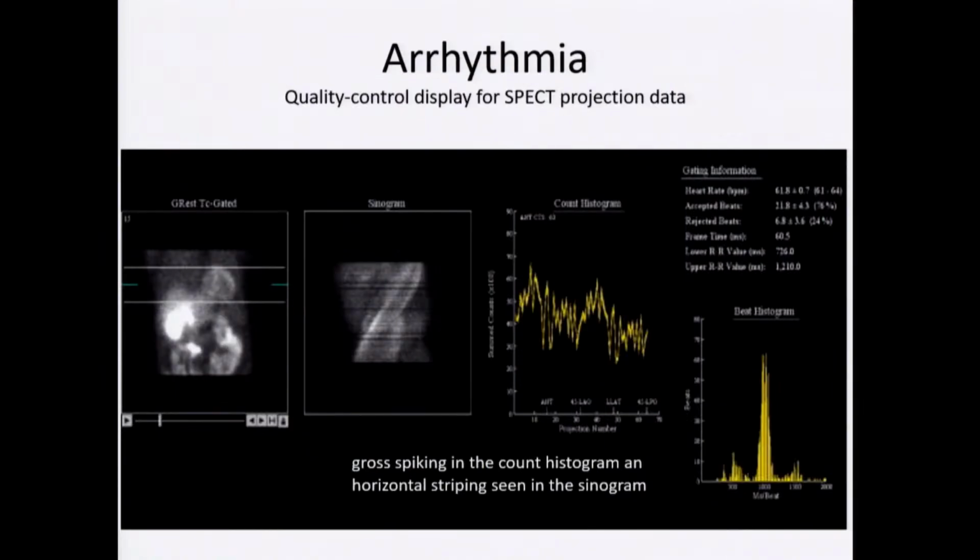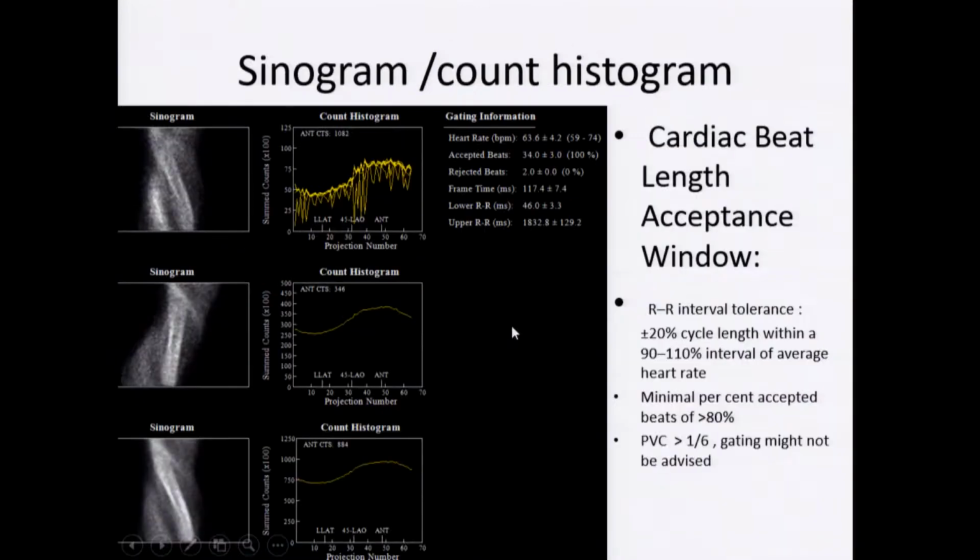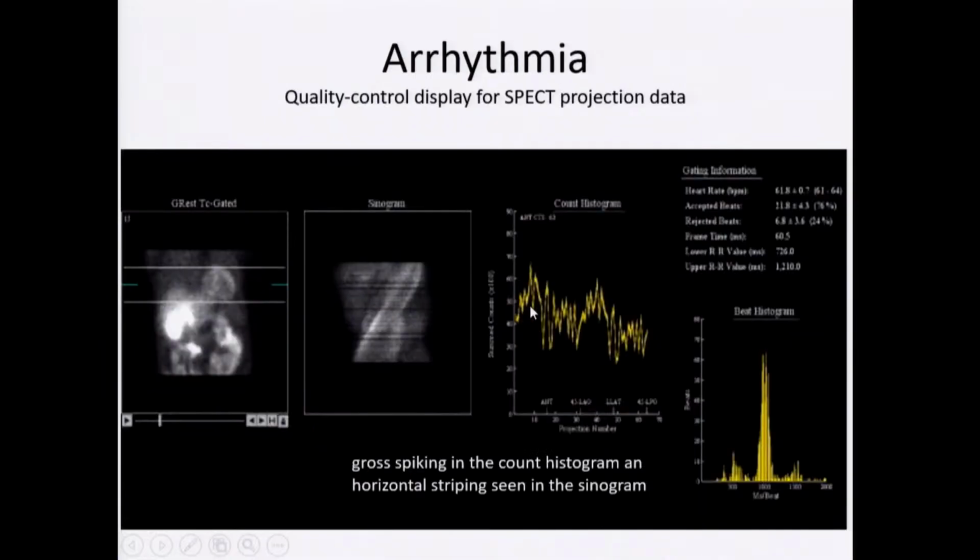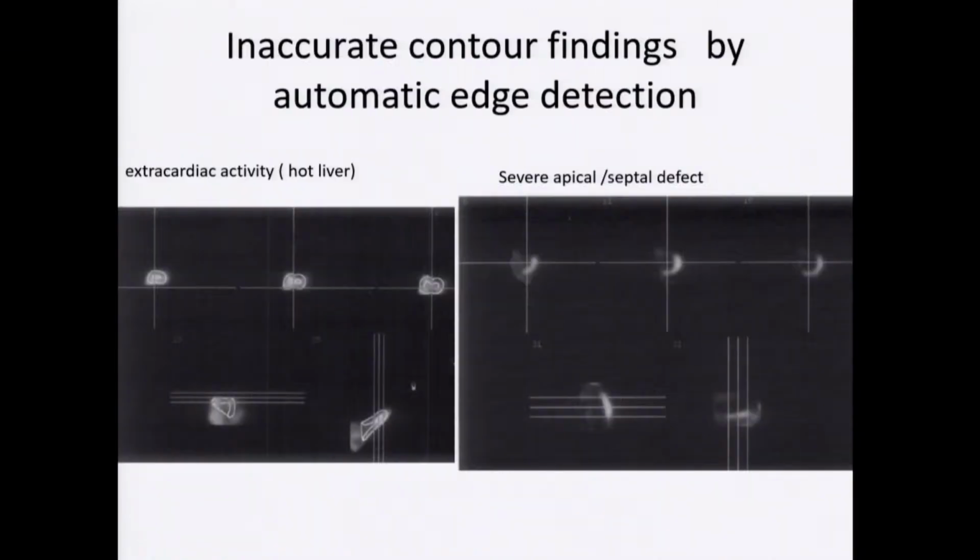This is how you detect gated problems, okay? Stripes, horizontal stripes, spikes, compared to this much smoother count histogram. You see all this all over the place, okay? So this is your quality control, very important. If you see this, the EF you get is not reliable, okay? And this is another example, okay?